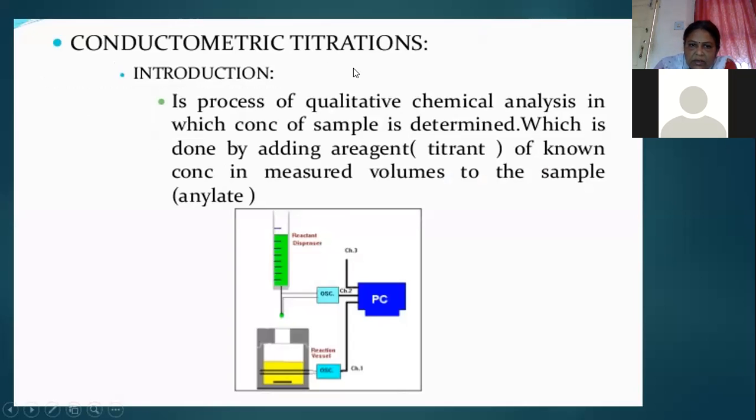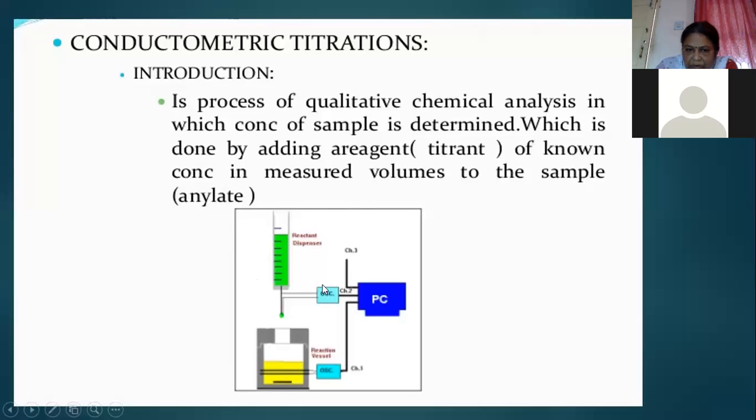Then for the conductometric titrations, what we do in the laboratory is a process of quantitative chemical analysis in which the concentration of a sample is determined by adding a reagent. The reagent is the titrant, which will be added to the beaker or the analyte solution from the burette dropwise, of known concentration in measured volumes to the sample.